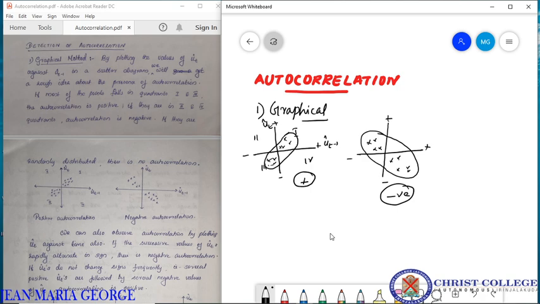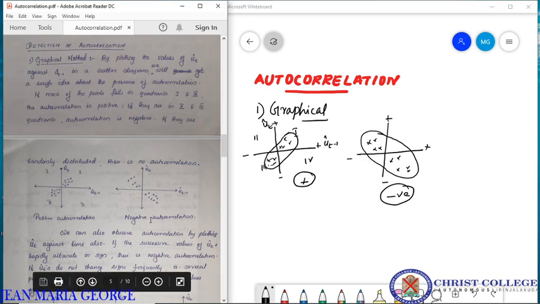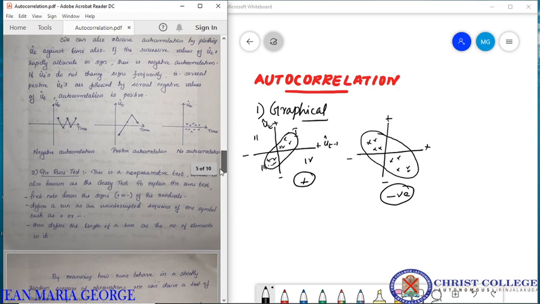So if the values plotted in a graph follow any particular pattern, negatively related or positively related, whatever it is, it means there is the presence of autocorrelation. This graphical method is used in order to detect whether there is autocorrelation or not. And the plotting can also be made with respect to time.